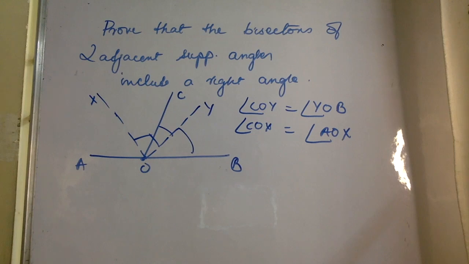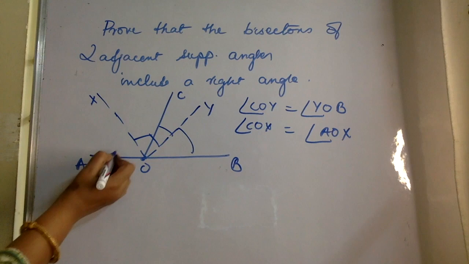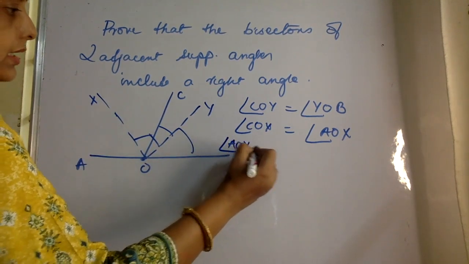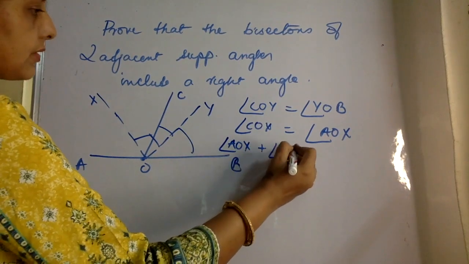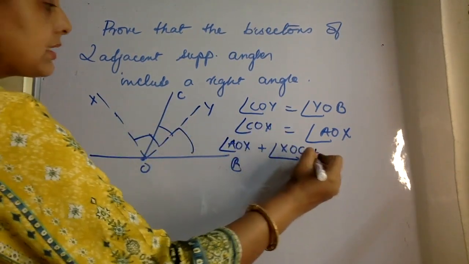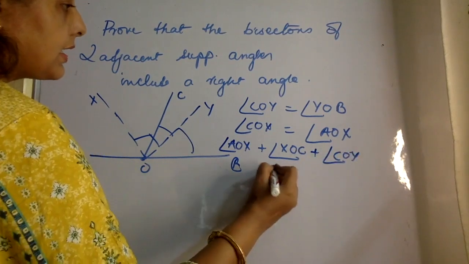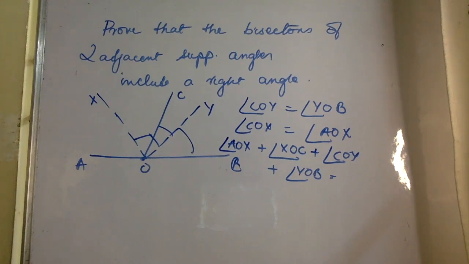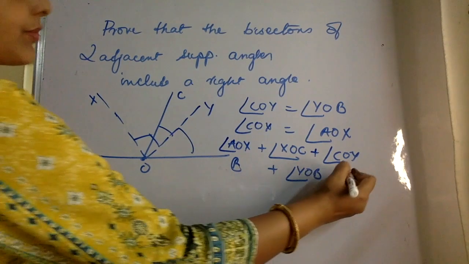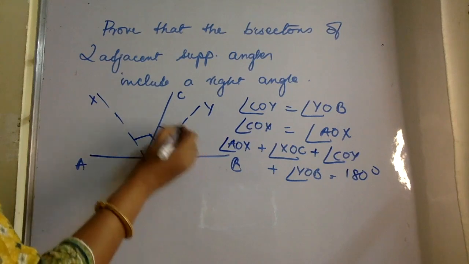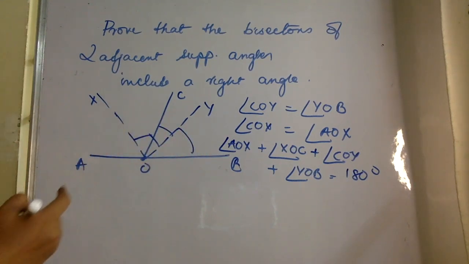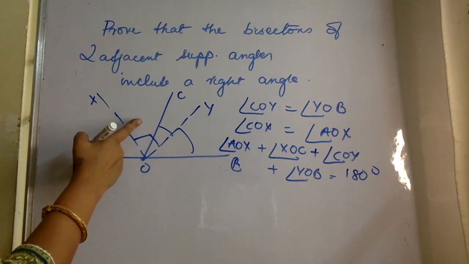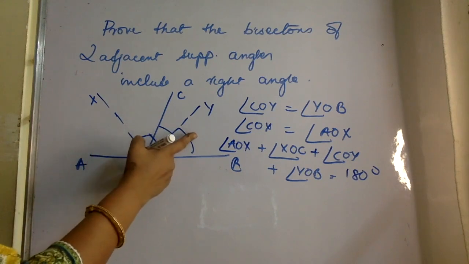Okay, now how do we write it? Angle AOX plus angle XOC, that is this one, plus angle COY plus angle YOB, all add up to 180 degrees, because together they form one straight line. Yes. Now AOX plus XOC plus COY plus YOB.